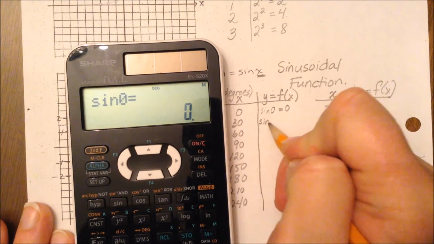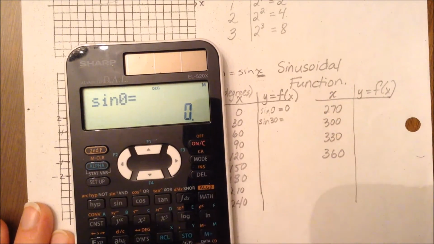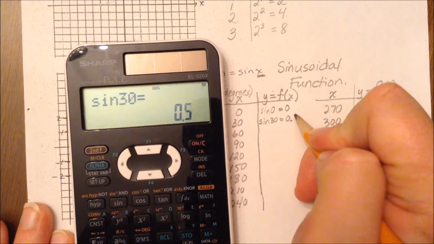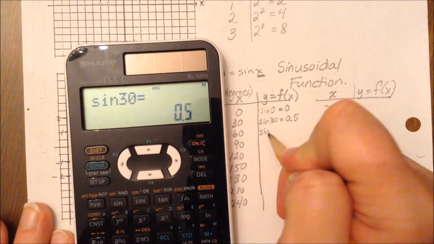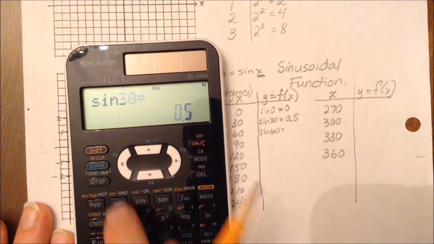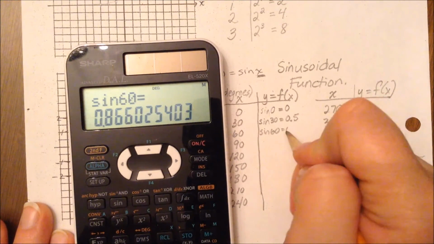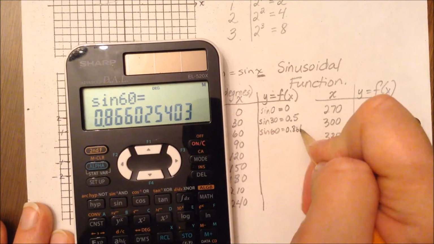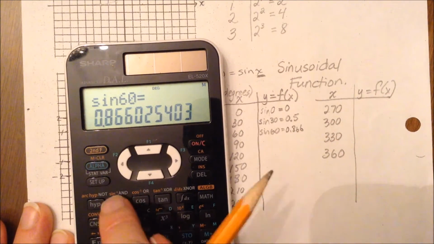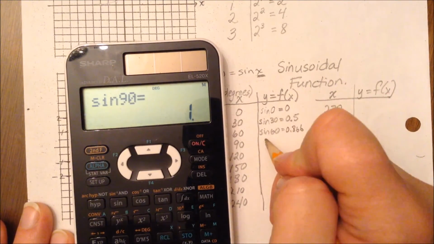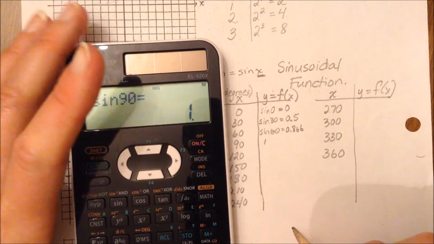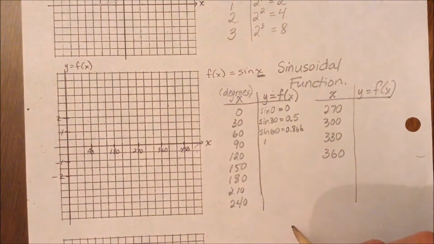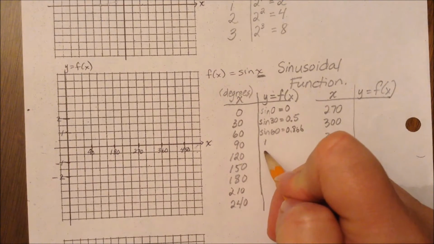Sine of 30, let's see what it tells us here. 0.5. Sine of 60. 0.866, and sine of 90 is 1. Now you continue on your calculator if you need to, or just continue the pattern if you know it.